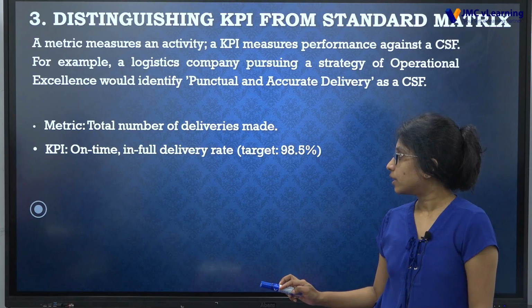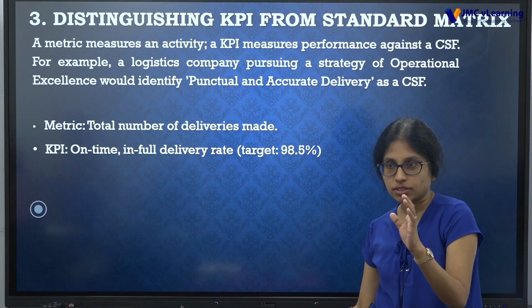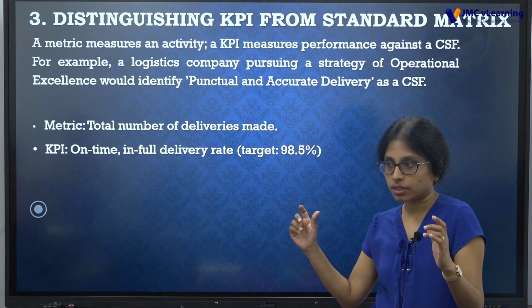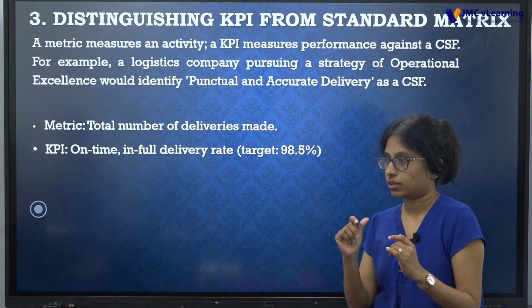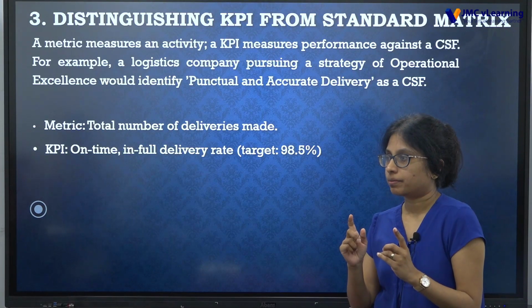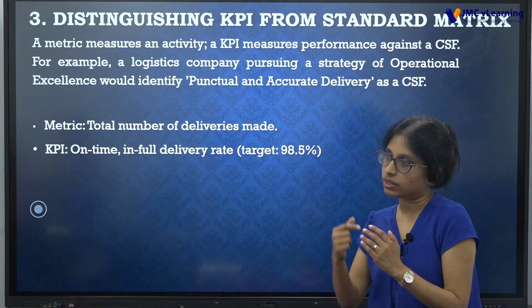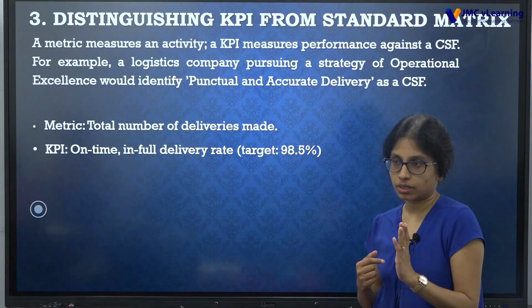Are you clear on that? That is the difference between critical success factor and KPI. Critical success factor is broad. KPI gives the measurement of it. A target, a measurable thing, that has to have those SMART qualities. Okay, clear, no? Right.